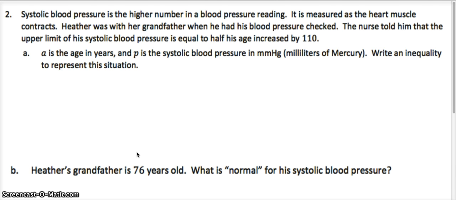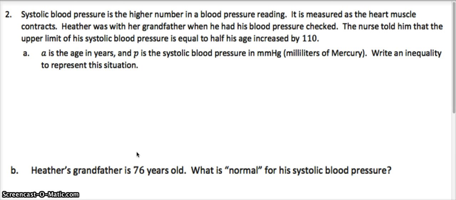Systolic blood pressure is the higher number in the blood pressure reading. It's measured as the heart muscle contracts. Heather was with her grandfather when he had his blood pressure checked. The nurse told him that the upper limit of his systolic blood pressure is equal to half his age increased by 110. A is the age in years, and P is the systolic blood pressure in millimeters of mercury. Write an inequality to represent this situation.